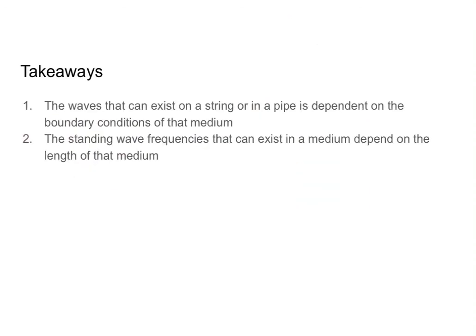So, takeaways. The waves that can exist on a string or in a pipe are dependent on the boundary conditions of that medium, so whether we have nodes or antinodes at either end. And the standing wave frequencies that can exist in a medium depend on the length of that medium. So we can actually calculate things like the speed of sound by just measuring the frequency and the length at which we get our resonance frequency. So the length at which our tube can resonate with a known frequency. That's a pretty cool application of this.